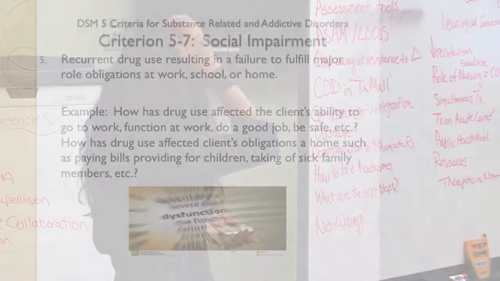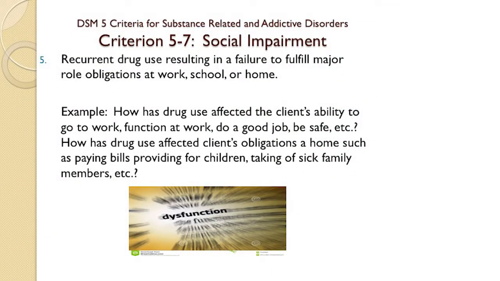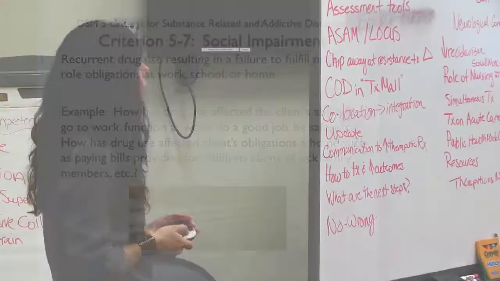So criterion 5 through 7, social impairment, recurrent drug use resulting in the failure to fulfill major role obligations at work, school, or home. So an example of this has drug use affected the client's obligations at home, such as paying bills, providing for children, taking care of sick family members.